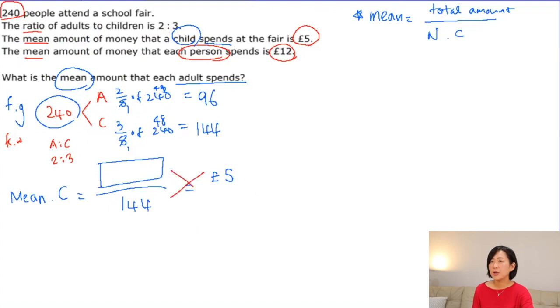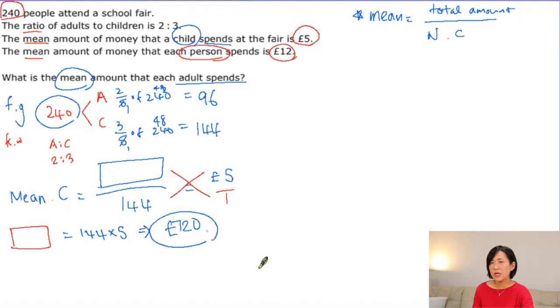Oh, so cross method, right? Because 5 is to 1. That's why we multiply to calculate the total amount of money spent by children. That is 144 times 5. Then I'll calculate it for you. It's £720. So you can write £720 that is spent by children.